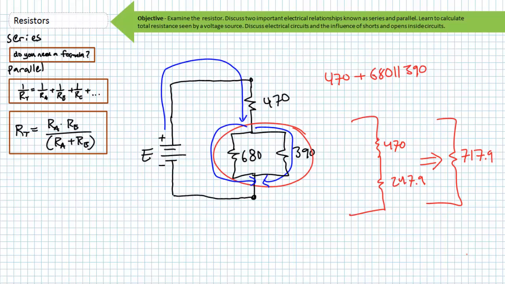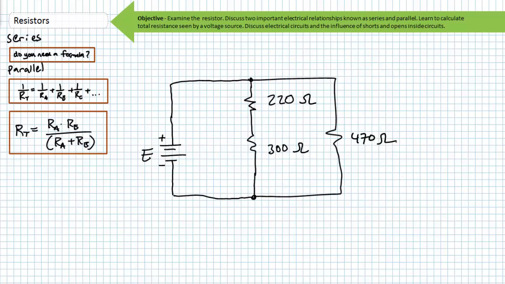Let's try another series parallel example. Here's an arrangement of a 220 ohm resistor in series with a 300 ohm resistor, and those resistors are in parallel with a 470 ohm resistor. What's the total resistance seen by the source? In this example, conventional current enters this node, at which point it splits up. A portion of it goes through the 470, and the other portion must go through a 220 and a 300.